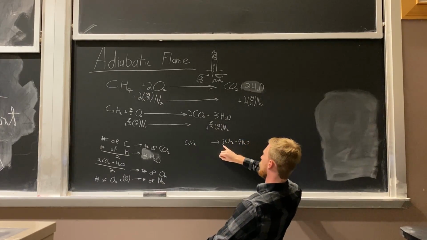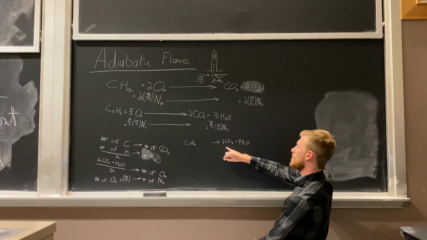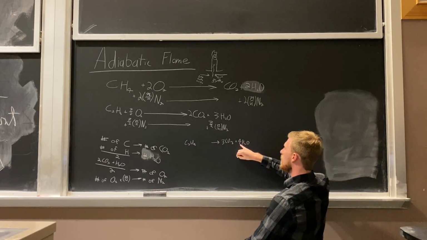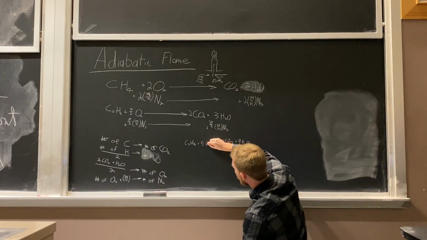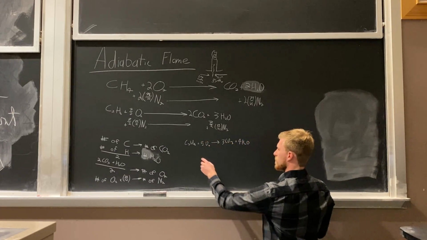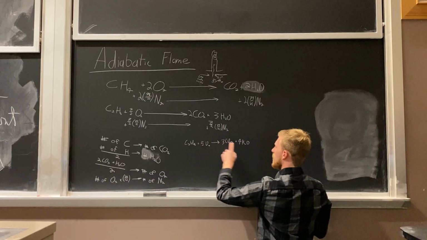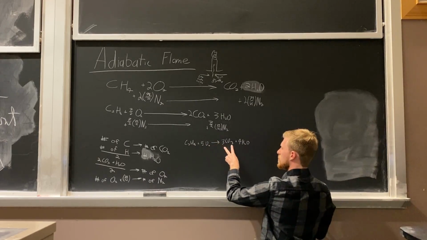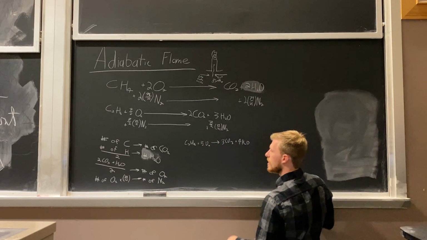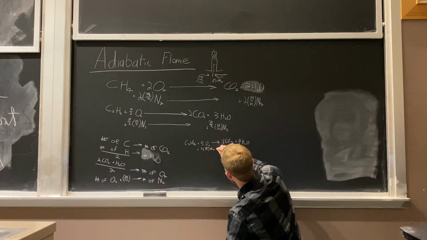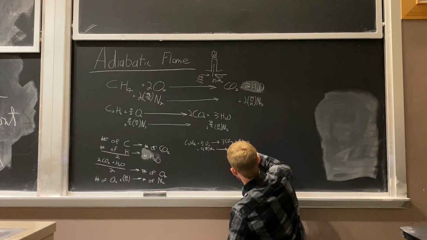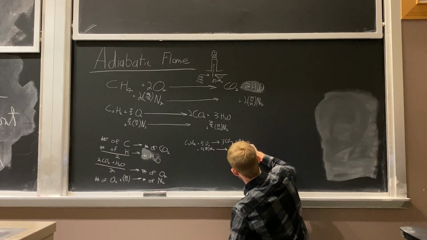And because right here we have 3 times 2, I'll just get out of the way, 3 times 2 is 6, plus 4 is 10. 10 divided by 2 is 5, so 5 O2. And let's check this balance: 3 C, 3 C, 8 H, 8 H, 10 O's, 6 plus 4 is 10. It balances. And of course we're going to have plus 5 times 79 over 21 moles of nitrogen, which carries along.